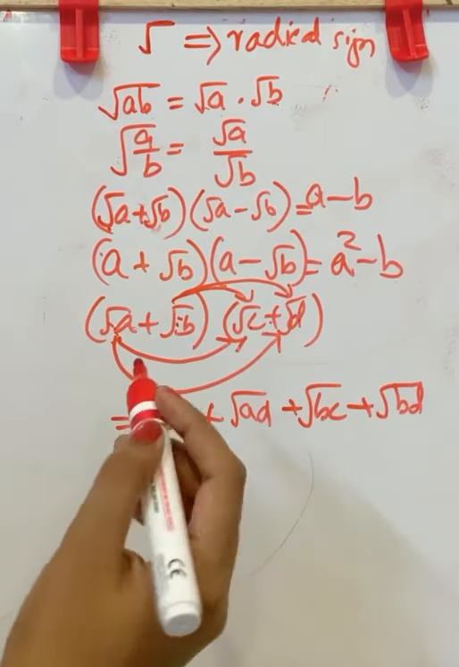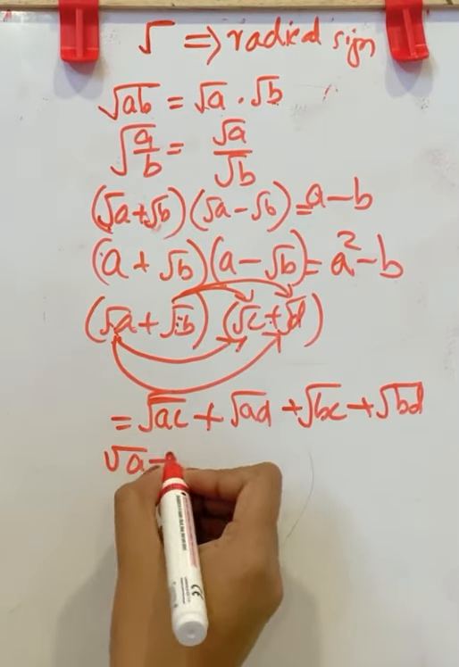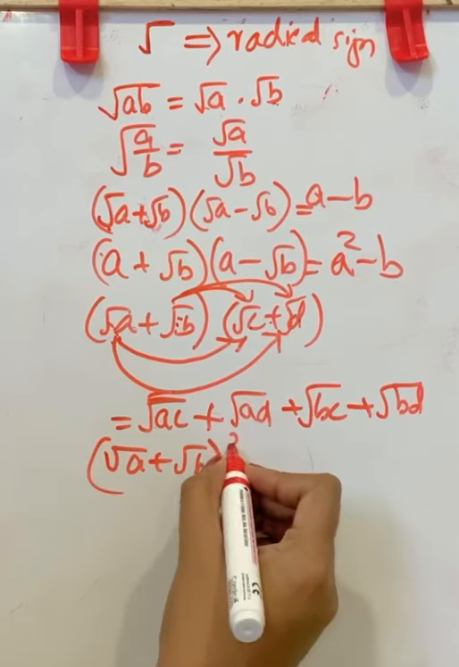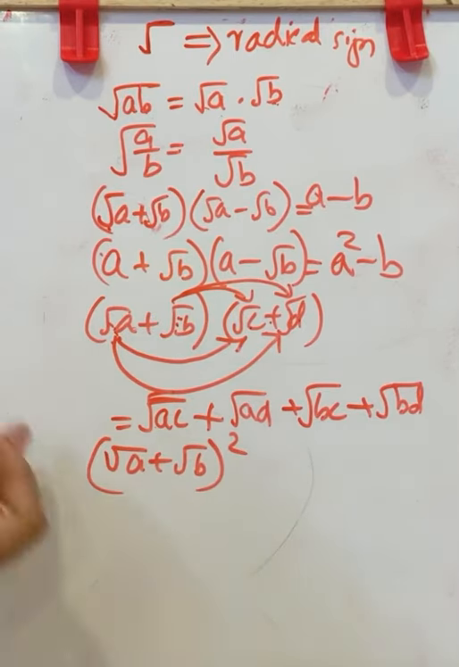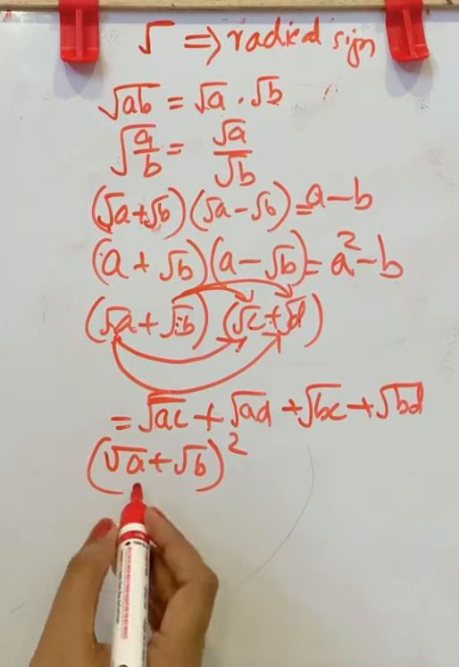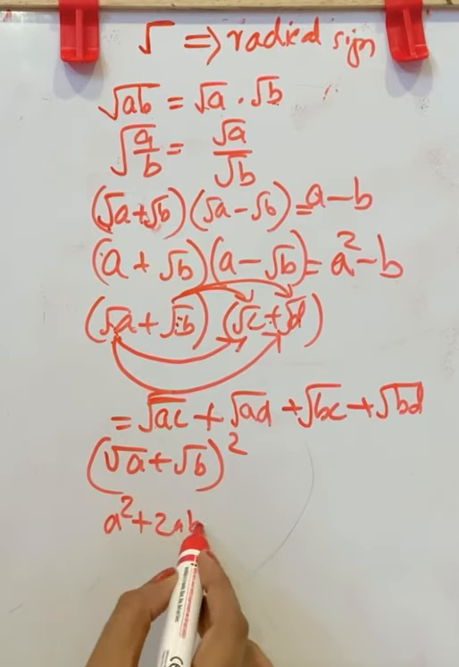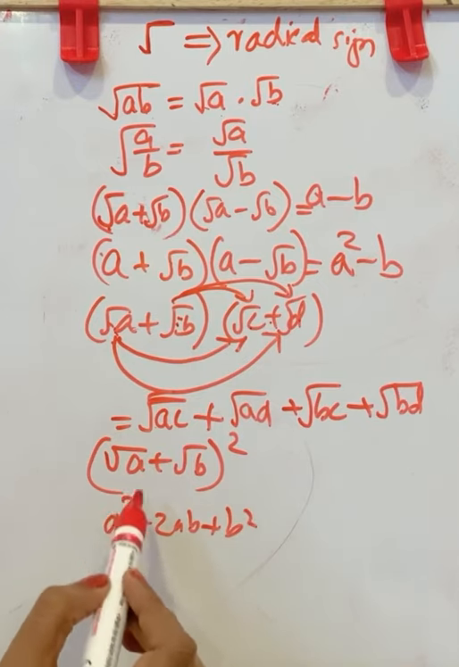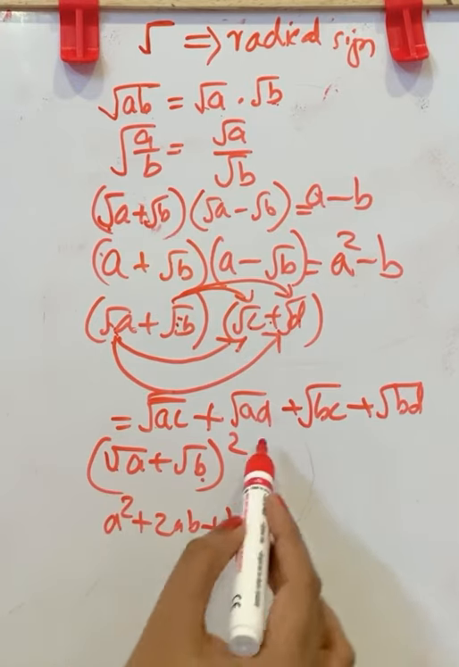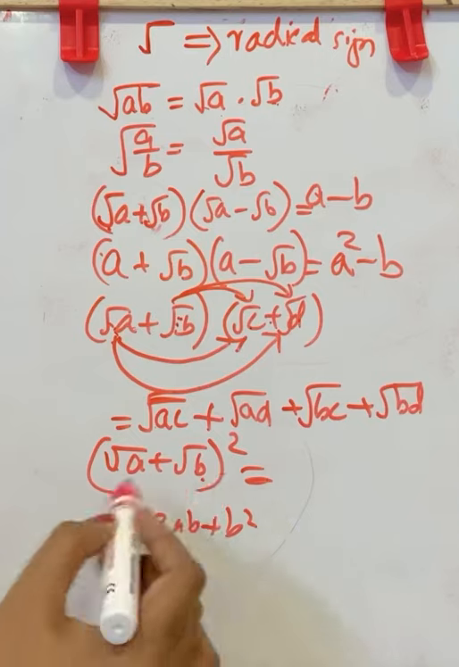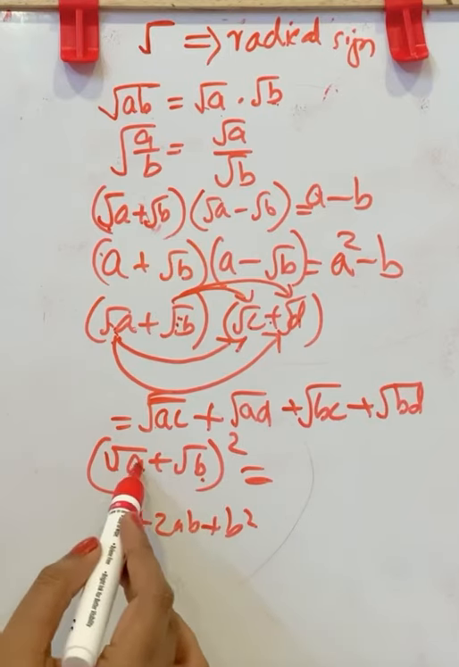Now next, (√a + √b) whole square. That is (a + b) whole square. Do you remember what the (a + b) whole square identity is? a square plus 2ab plus b square. Instead of a and b, we have √a and √b. Let us apply this. That is (√a) square.